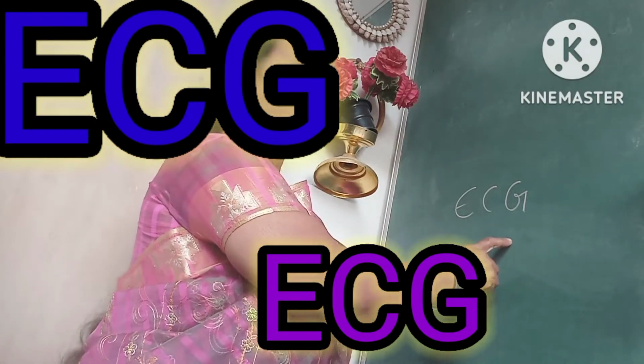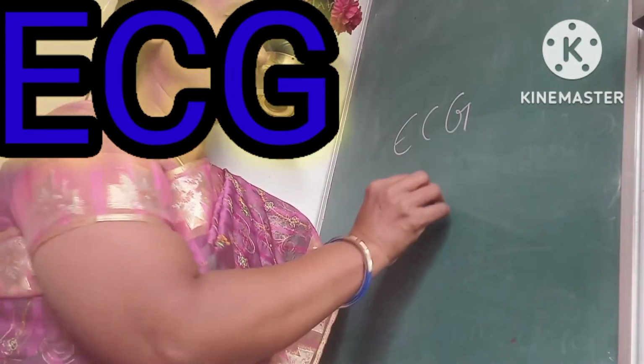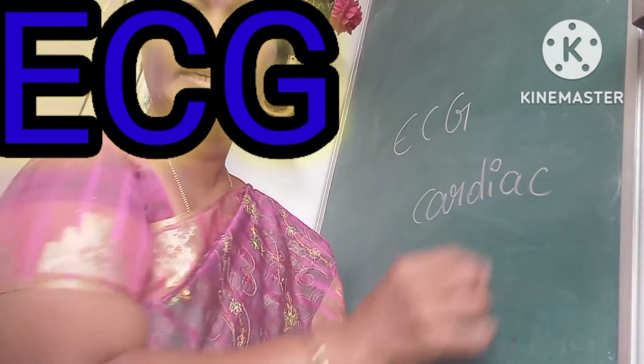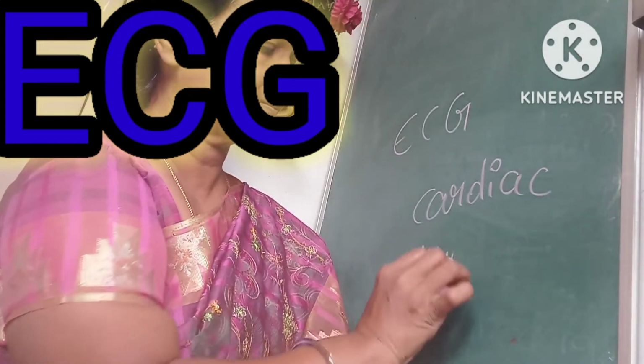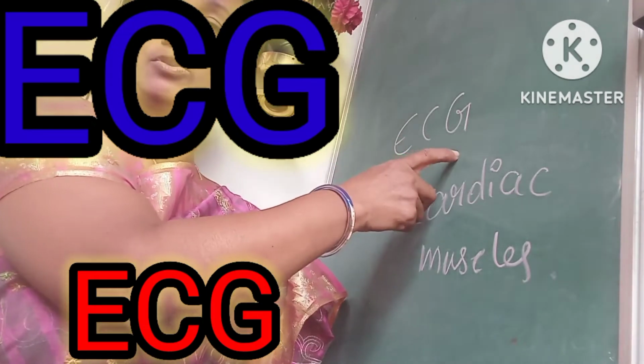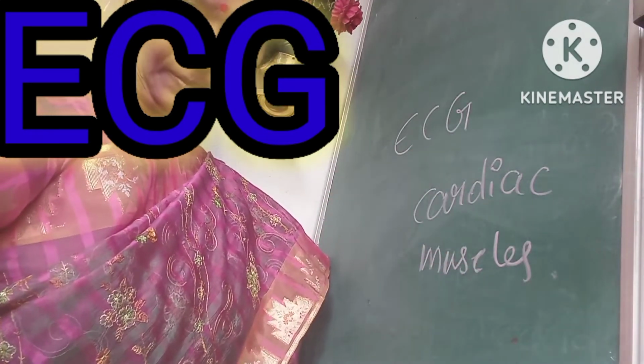ECG is a graphic record of the electric current produced by the excitation of cardiac muscles. The instrument used to record the changes is an electrocardiograph.